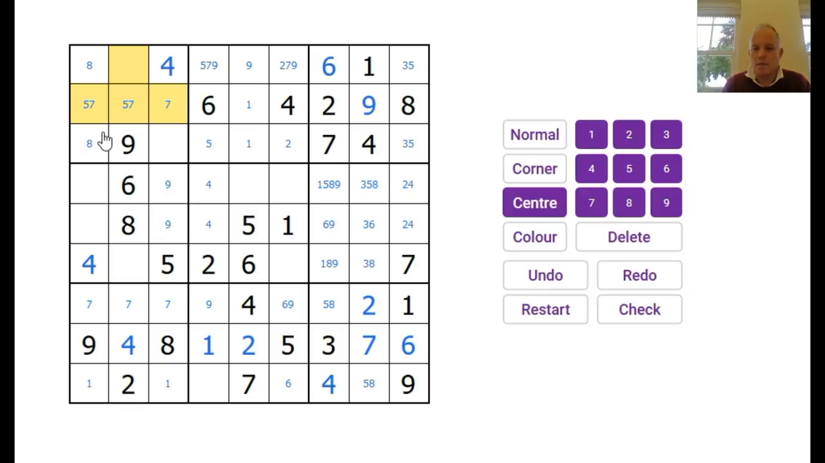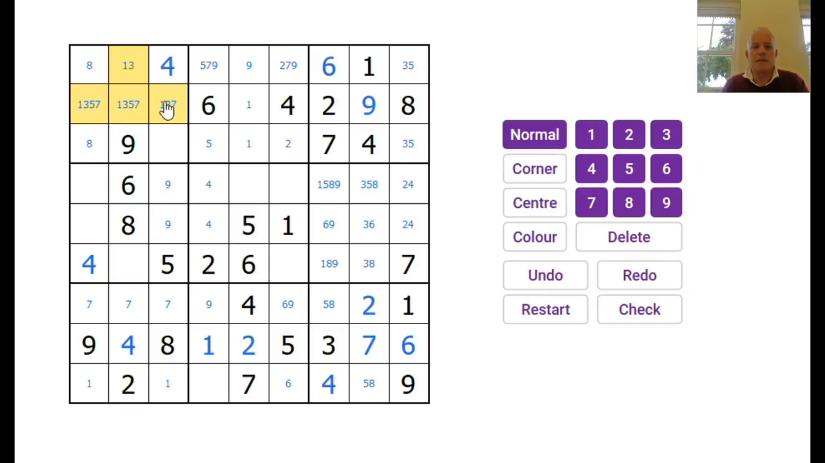Right, sorry, 1 and 3. So that's a hidden quadruple of 1, 3, 5, and 7. And that rules those 4 digits out from these corner cells, which must now be 2, 8, and 6. And that's quite a useful, I would hope, step forward.